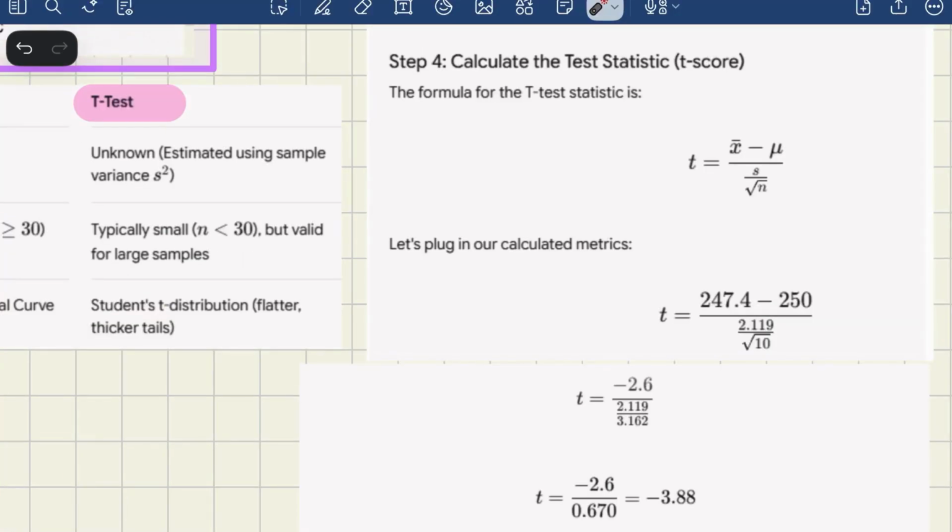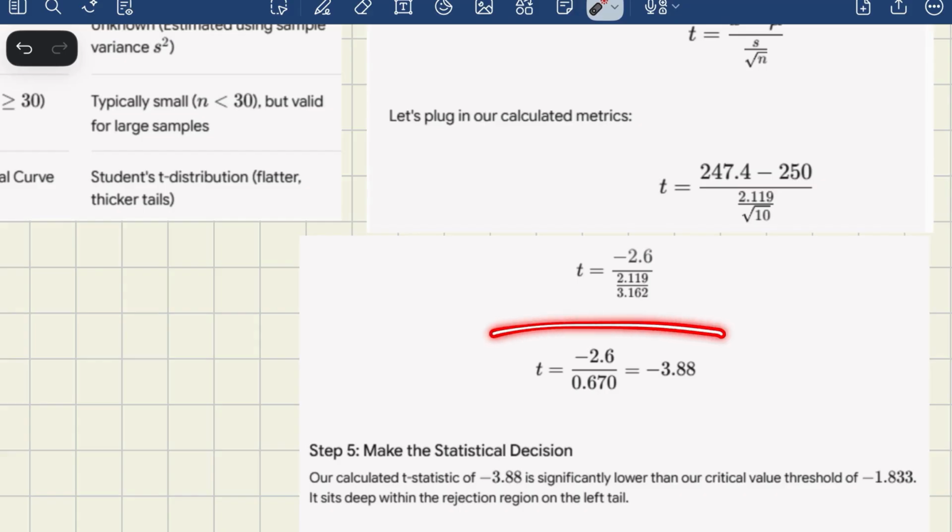Now we plug our calculated metrics into the t-test formula. On the numerator, t is equal to the sample mean subtracted by the population mean. So the sample mean is 247.4 minus the population mean, which is 250. And then we divide it by the denominator, which takes the standard deviation divided by the square root of the sample size. After doing this calculation, we get our t-score as minus 3.88.